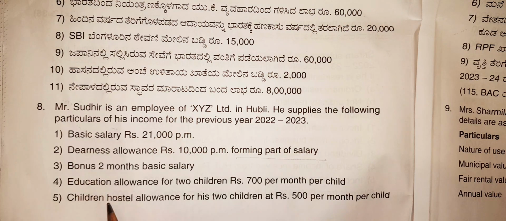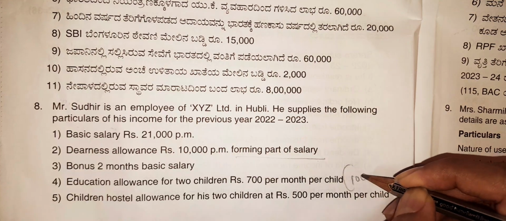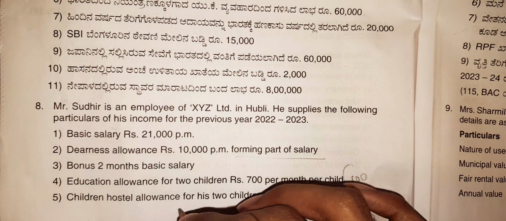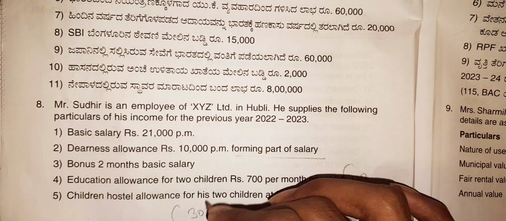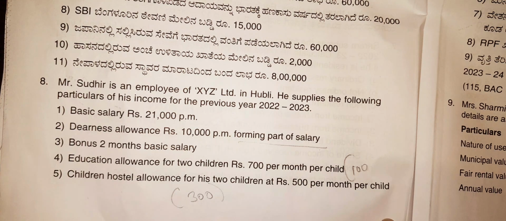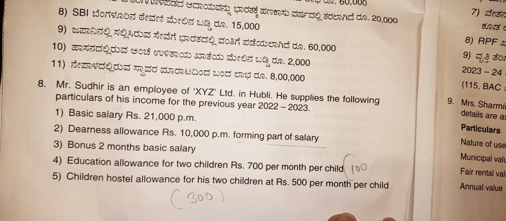Then bonus they have given, and educational allowance for 2 children. You know that 100 rupees will be exempted for 1 child per month. Next, children hostel allowance, you know that I have told already. 300 rupees is the exemption. Total 500 was given, in that 300 will be given as exemption.